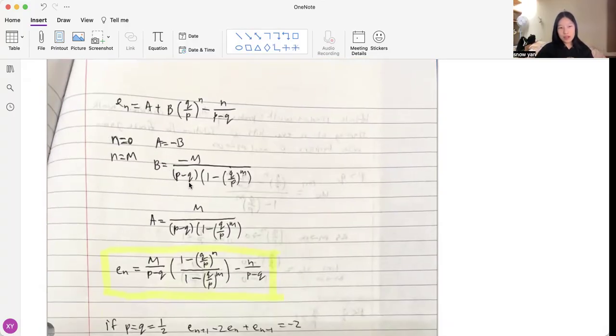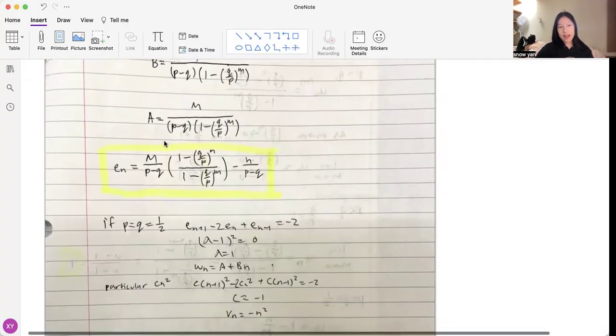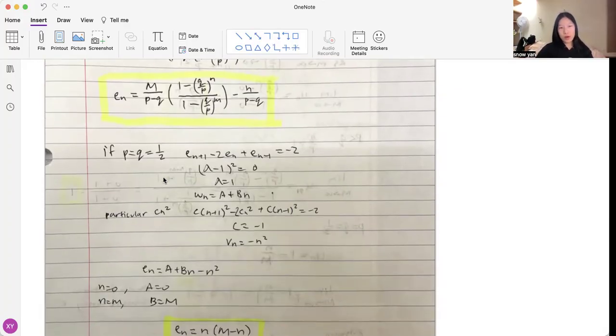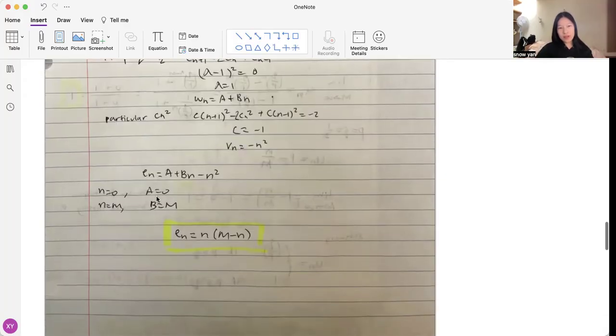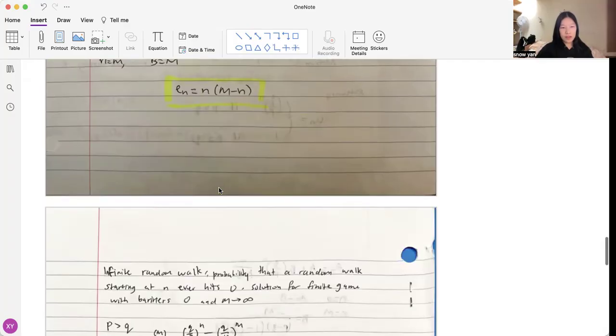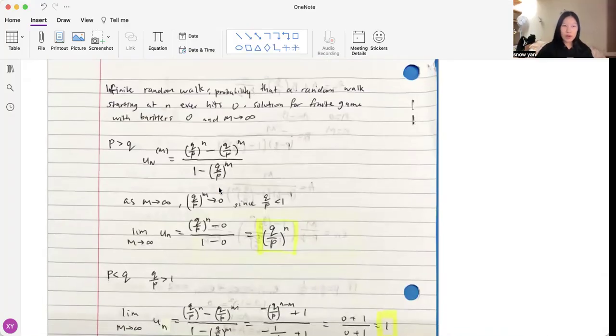I put in the boundary conditions and solve that, and I get this expression over here when p and q are not equal. If p and q are equal, which is 1/2, then I plug it into this expression and get the particular solution. This time it's n squared, because I already have a plus b n in the form here, so now I have to go with n squared. For the boundary conditions, I get E_n equals n times (m minus n). This form is really nice, so it's often used. Okay, moving on.